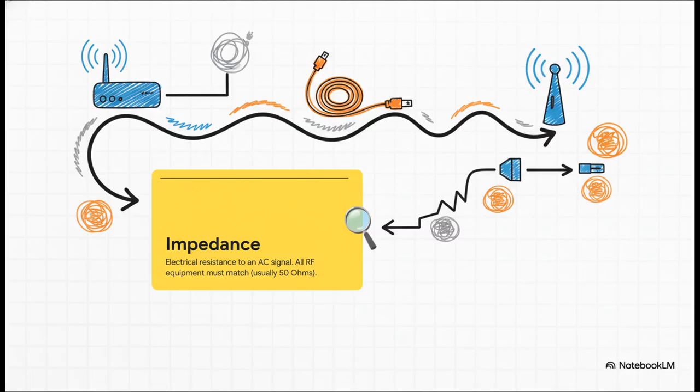But wait, there's one more invisible property we have to get right. It's called impedance. It's a measure of electrical resistance. And here's the deal. Every single piece in the chain, the radio, the cable, the connectors, the antenna, all of it, has to have the exact same impedance. For Wi-Fi, that's 50 ohms. If there's a mismatch anywhere, the signal literally bounces backward, which wrecks your connection.